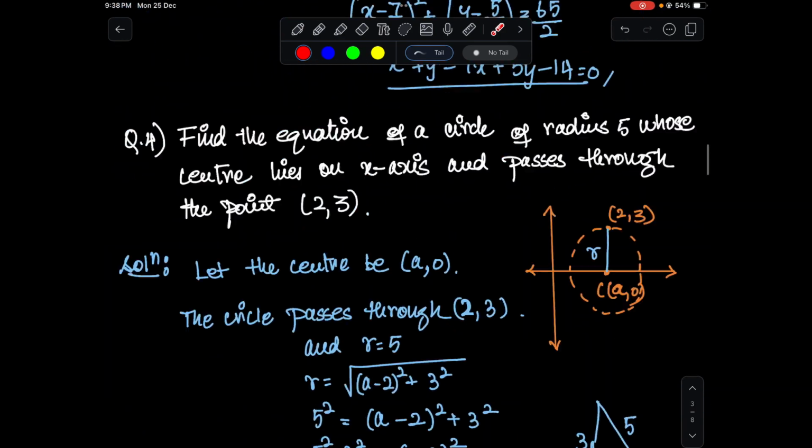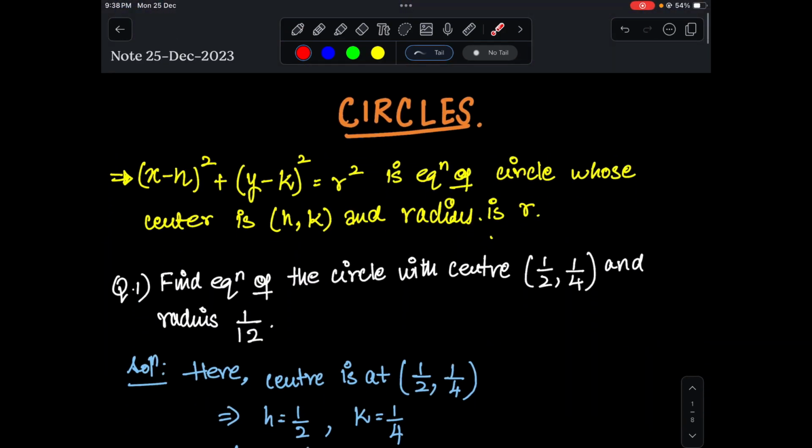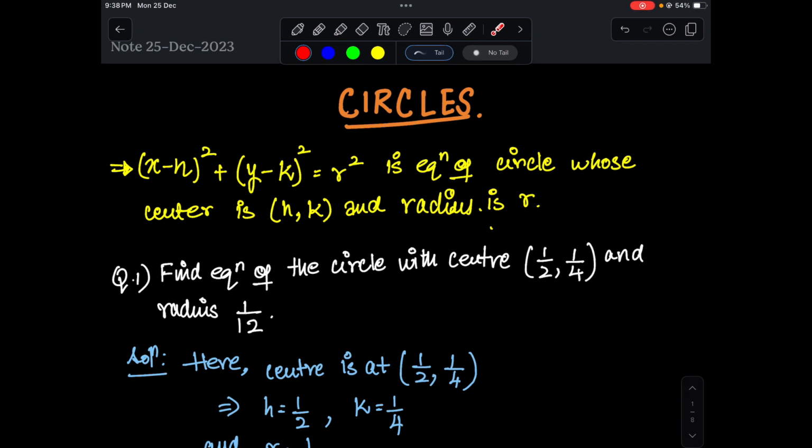I hope you understood circles completely, and any question given to you on circles for grade 11, you will be able to approach it and solve it.